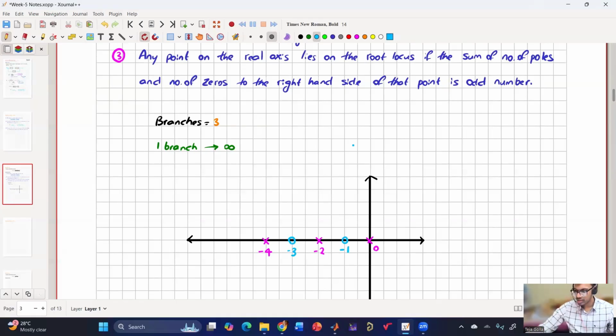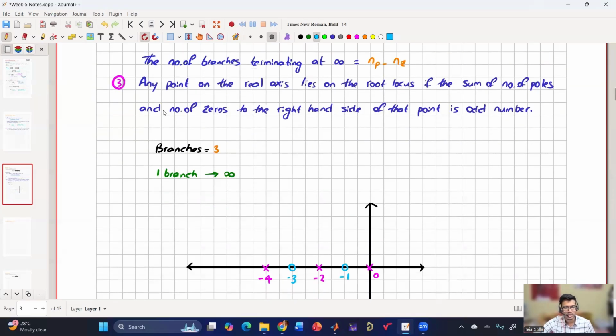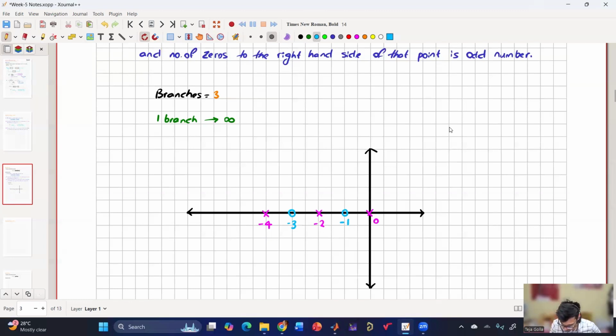So we know that the root locus starts from a pole and ends at a zero. So how do we know whether this pole will go towards this zero or this other zero? For that we'll apply the root rule. Any point on the real axis will lie on the root locus if the sum of the number of poles and zeros on the right side of that point is an odd number.